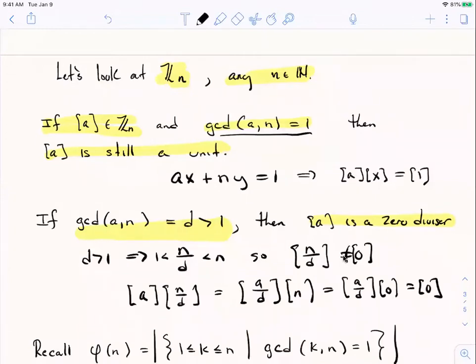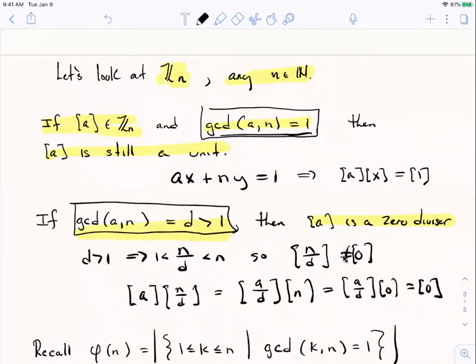Cool. So I know I'm talking fast. You'll have to pause this video and kind of write down and think. You can ask me in class, but I'm just talking fast so the videos don't get too long. But what we just showed is that in Zn, an element is either a unit or a zero divisor. And how do you tell? When the GCD of a and n is 1, it's a unit. When the GCD of a and n is bigger than 1, it's a zero divisor.